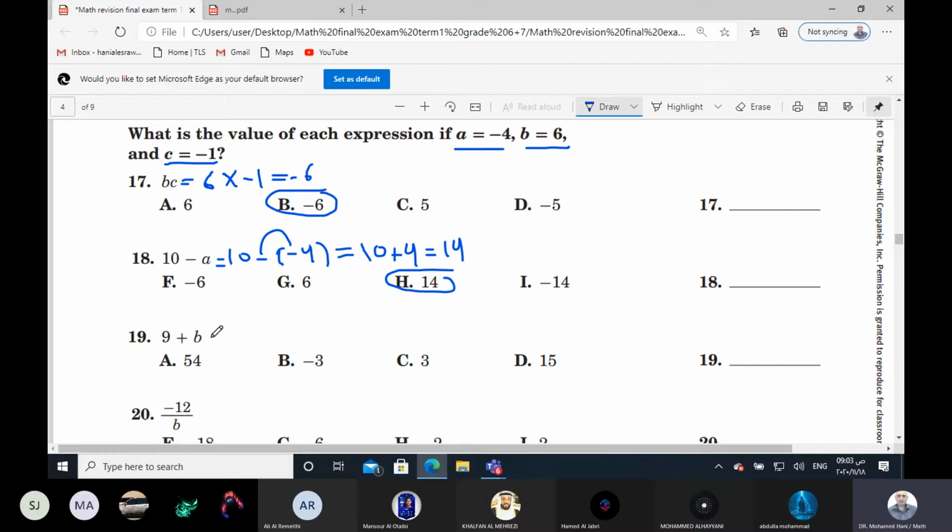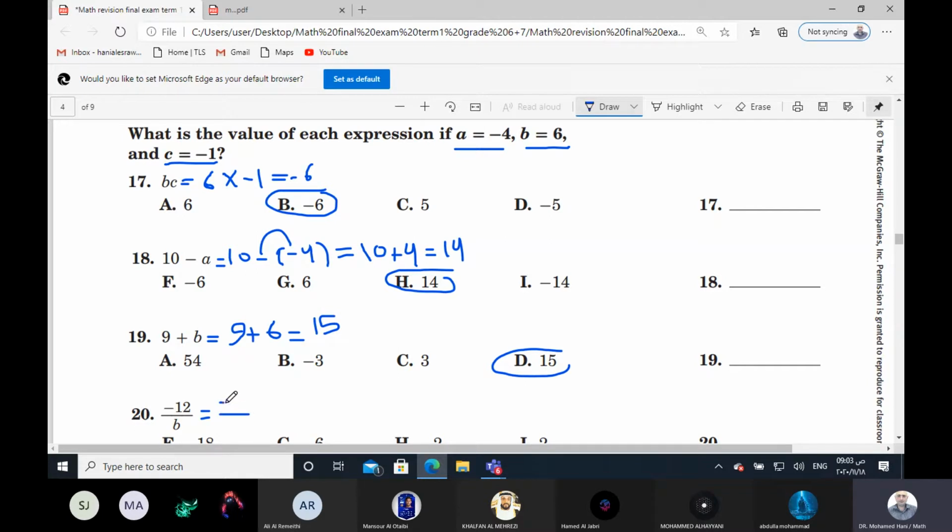Here we have 9 plus B. B is 6, which means the answer will be 15. So 9 plus 6 will be 15. So the answer will be 15. Okay.